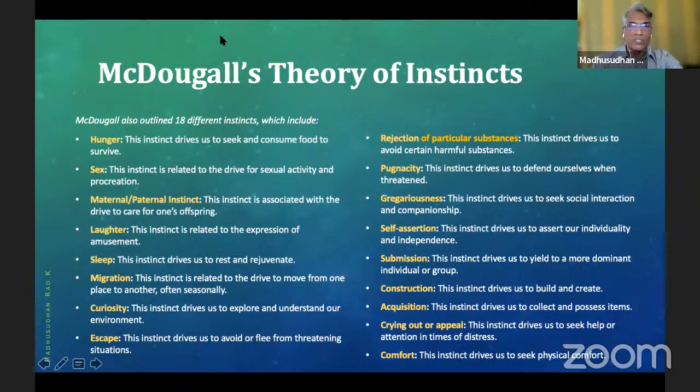I think you need to check this. He has given about, basically they were only 12, then it has gone up to 18. These are the emotions. Motivations, different types of things they have given: hunger, sex, maternal and paternal instincts, laughter, sleep, migration, curiosity, all these things, go through them. I've given them precisely, which gives the entire meaning. Just go through this, you will understand. I'm running short of time, please.